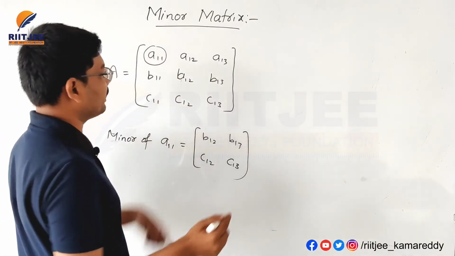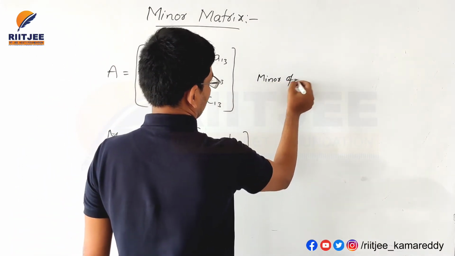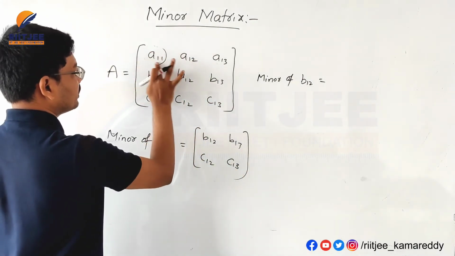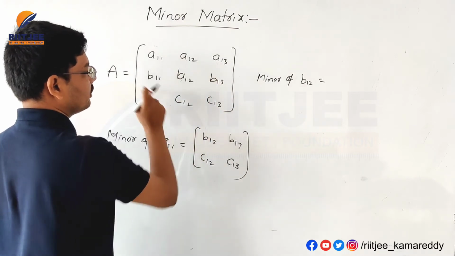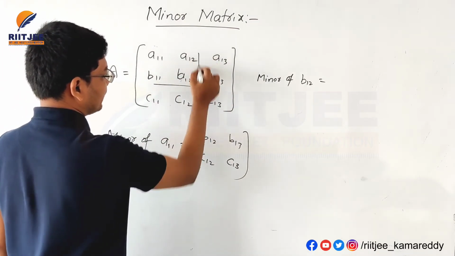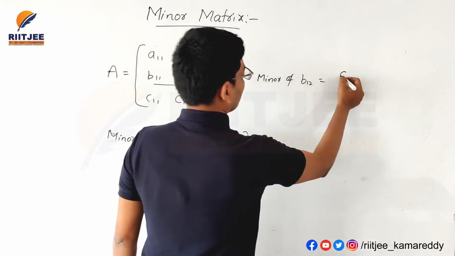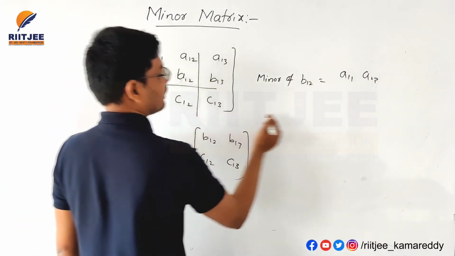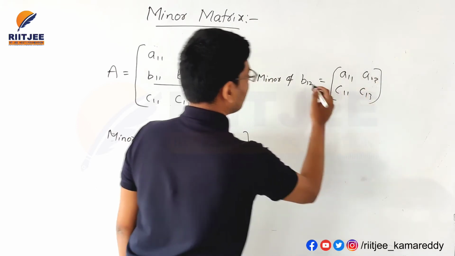So I am taking the minor of B12. Let's eliminate the terms which have the row and column of B12. B12 row and column I am eliminating here. So what is the minor matrix? A11, A13 and C11, C13. This is the minor of B12.